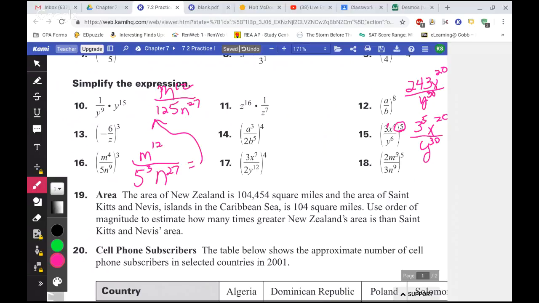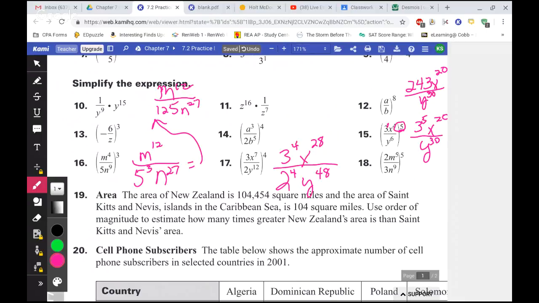That 4 gets distributed to everything inside the parentheses. So starting with the numerator, 3 to the 4th, and now I'm going to multiply that 7 and that 4. That's x to the 28th. And then that 4 gets distributed to everything in the denominator. That's going to be 2 to the 4th. And then 4 times 12 is 48.